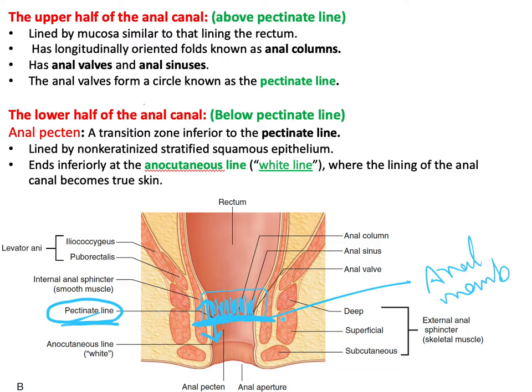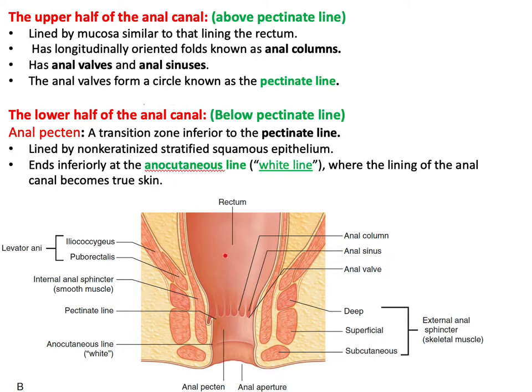Now, look at this area, the location of the anal membrane that comes from the cloaca, right? But normally this membrane should be degenerated and open. That means the upper half of the anal canal and lower half of the anal canal will be continuous and open to each other. So this is another story, but let us get back again to the lower half of the anal canal. From here, from the pectinate line and down to this line is the lower half of the anal canal. So the lower half of the anal canal, we call it also anal pecten.